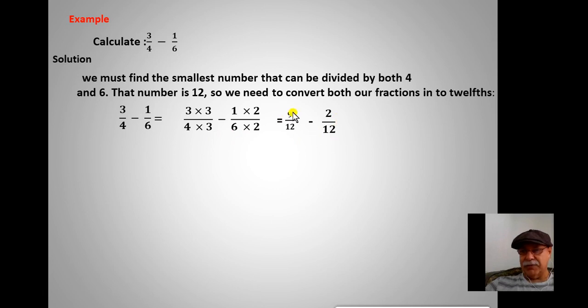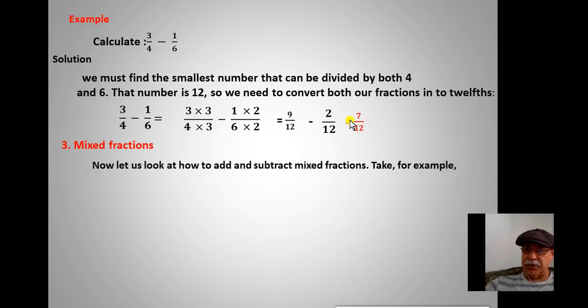That's why I can do it now. 9 minus 2 is 7. I get 7 over 12. Divided to simplify also, you can't do anything because 7 does not have any relation with 12. That's why keep it like this.